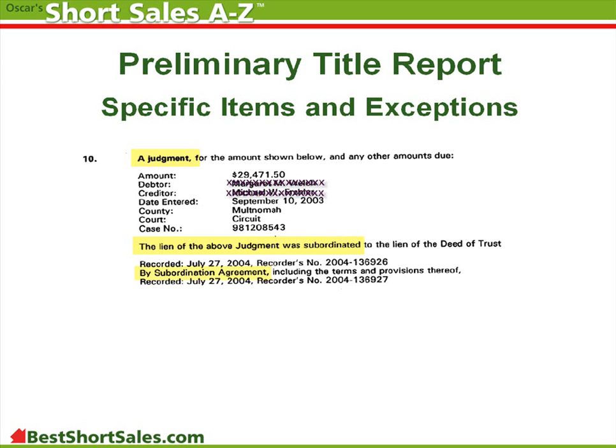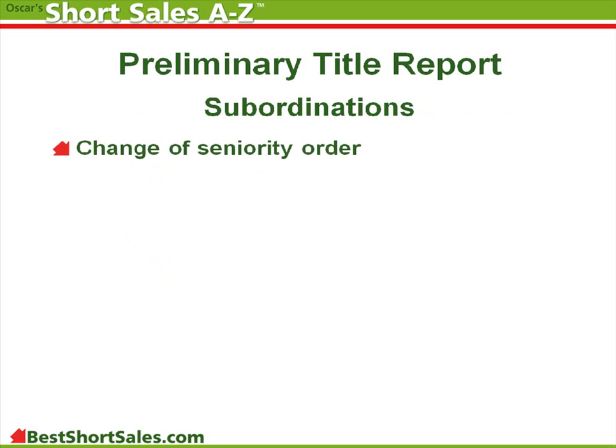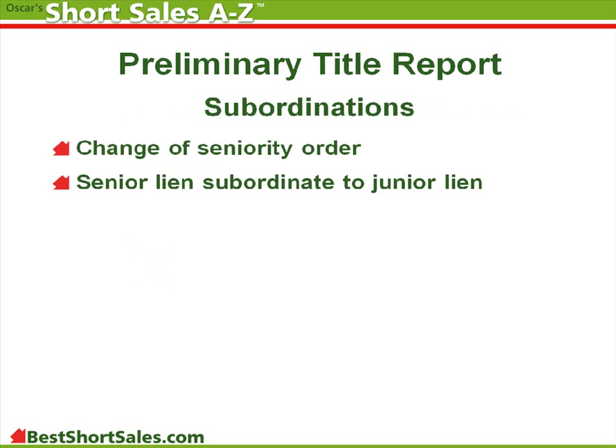The concept of subordination plays a large role in short sales. Subordinations. A subordination is an agreement by which an older senior lien becomes junior to a newer junior lien. A senior lien becomes subordinate to a junior lien. In other words, the junior lien becomes senior to the senior lien. The idea of subordinations is to alter the order of payment in case of foreclosure. This is done for multiple reasons. Most reasons are outside of the scope of this class.